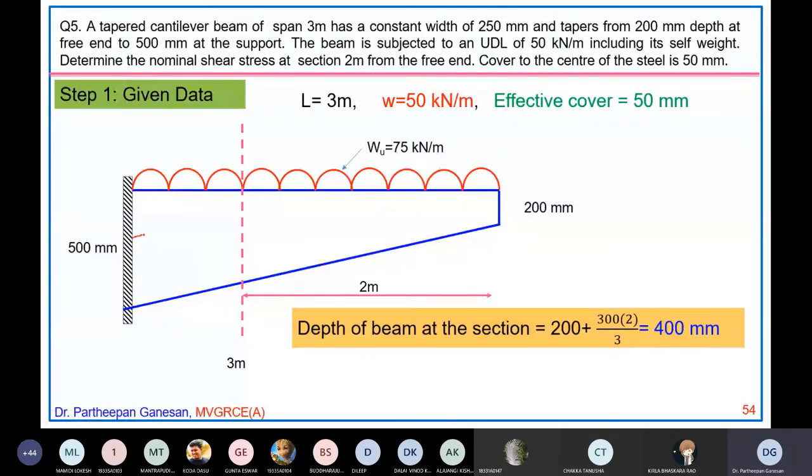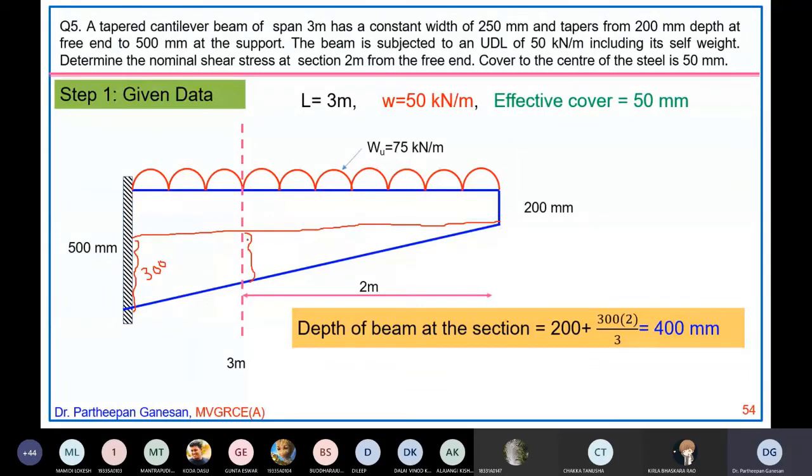So assume that this is a rectangle, okay? These are all 200 mm. So what is this depth? For 3 meter, the difference is how much? This will be 300 mm, right? This is 300 mm. So for 2 meters, how much? Obviously 200 mm. Okay. For 3 meter, the difference is 300 mm.